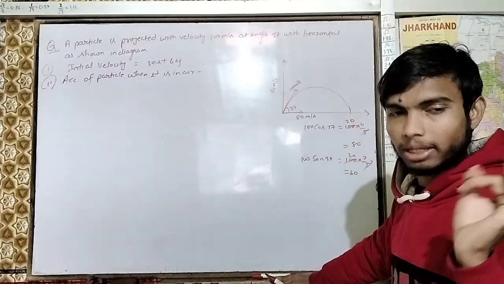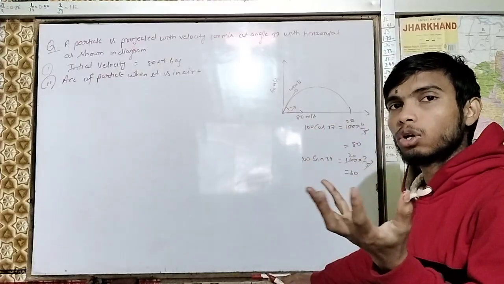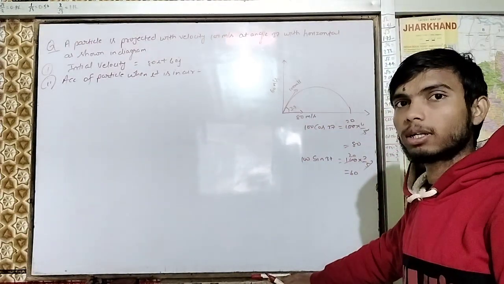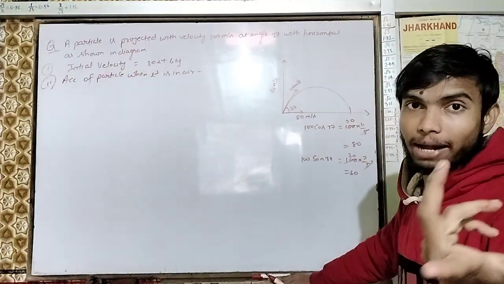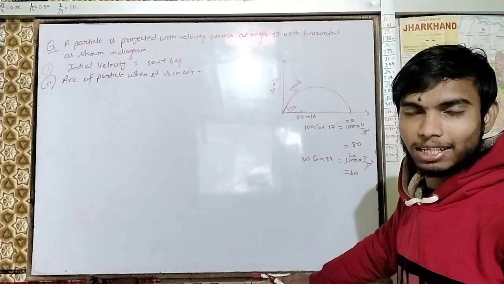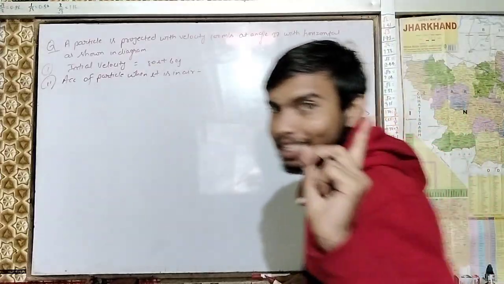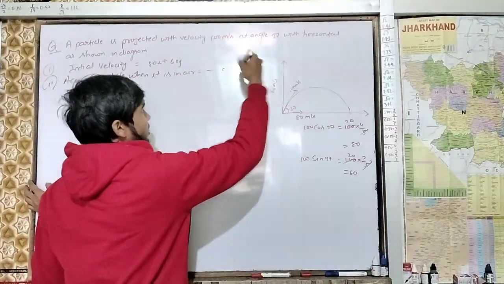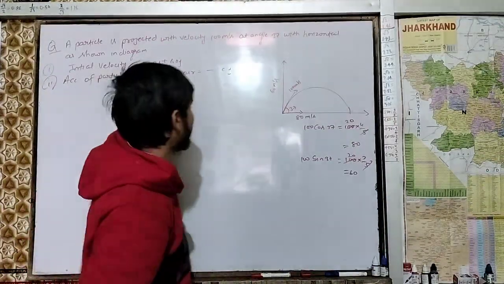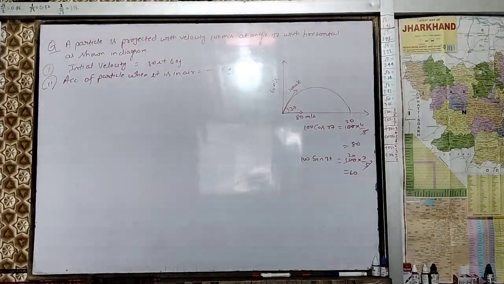When a particle is in air, for vertical, we say that the particle is under gravity. Under gravity means acceleration is going to be minus 10. This is fixed. In the language of vectors, you can say minus 10 j cap.